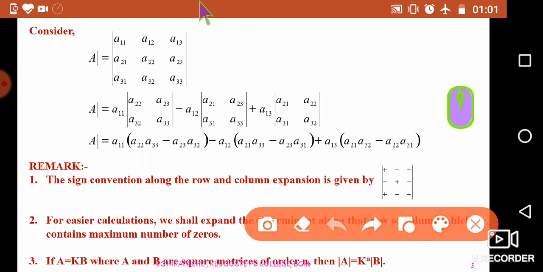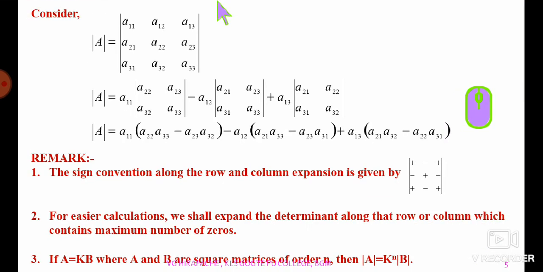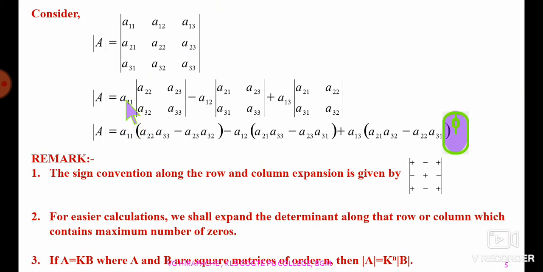Once we convert the third order into a second order, it will be easy to find the solution of this problem. Now, this A11 as it is, as we know how to evaluate the second order, it is A22, A33 minus A32, A23, or we can say A23, A32.